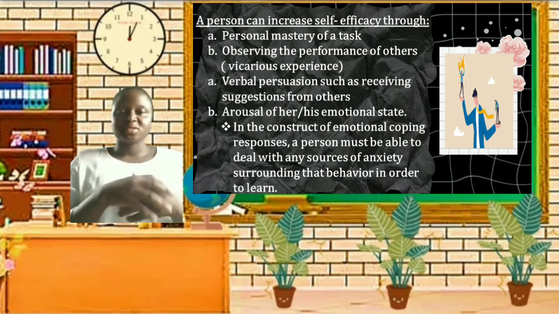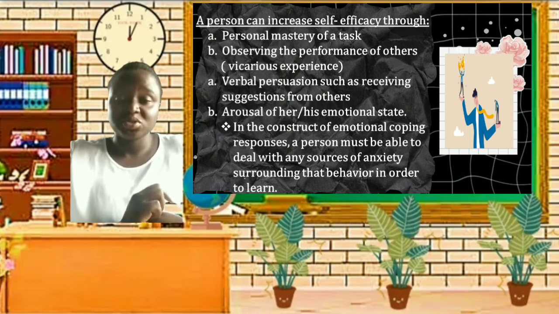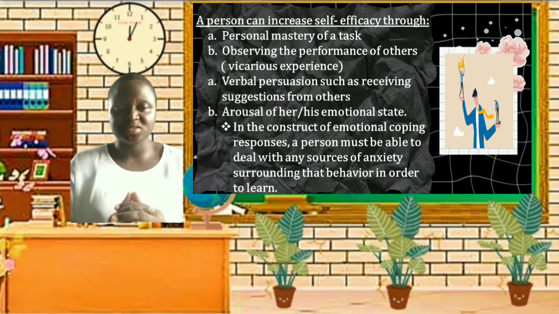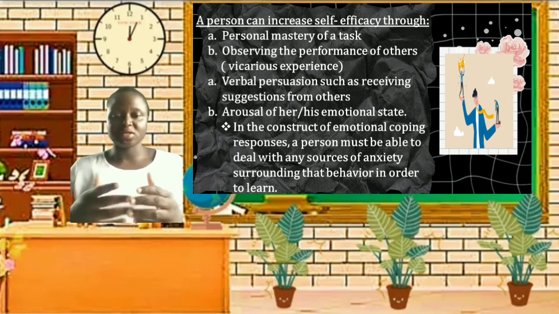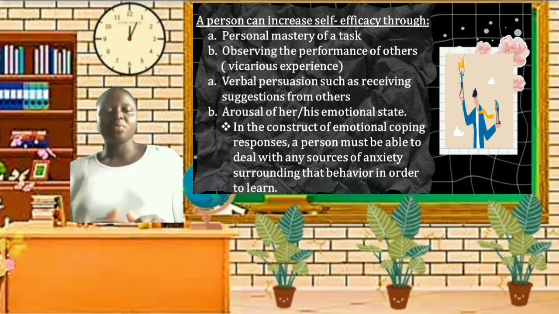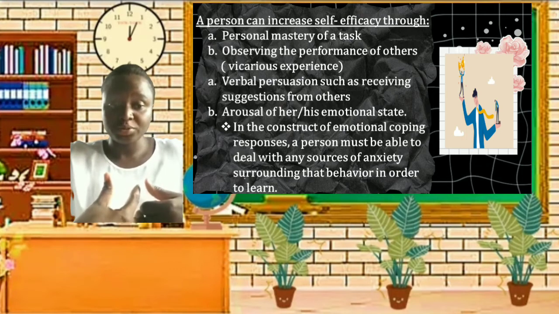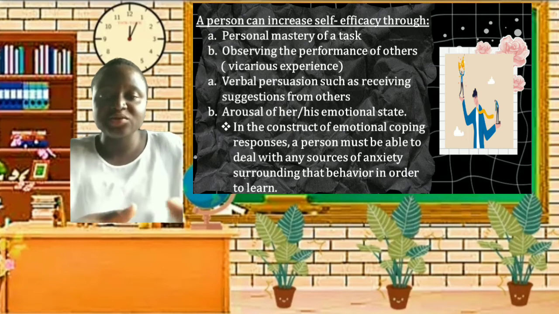Apo has already explained personal mastery and observing the performances, so I will continue from there by explaining verbal persuasion, such as receiving suggestions from others. Verbal persuasion involves someone convincing another person that they have the capability to perform a task successfully. For example, if I am telling my brother that he is capable of achieving greatness in his field of football and he should set out to achieve anything his heart desires, this is how verbal persuasion works in action. In other words, verbal persuasion means trying to talk to someone or trying to encourage someone that they can do a particular task.